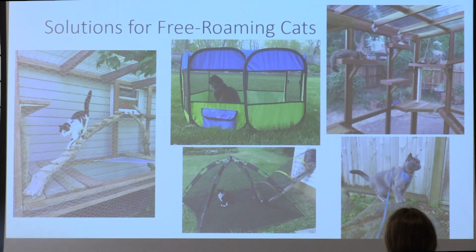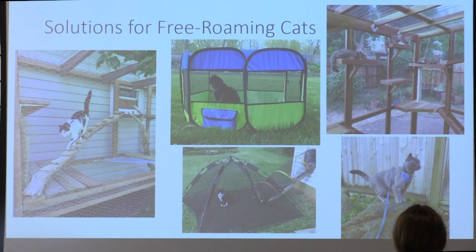So, these are some examples of cool ways. Leash training, catios. I am insanely jealous of that catio. It's by a cat scientist, and I wish I had it. But if you don't have hundreds of dollars to invest, like I do not have hundreds. Yeah, I'm an AmeriCorps, I have no money.